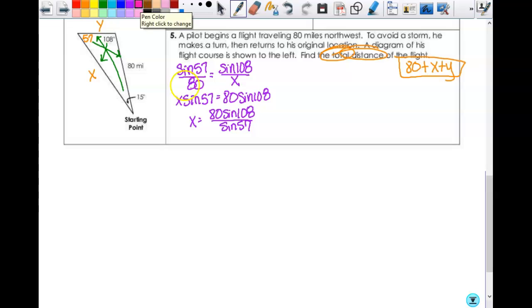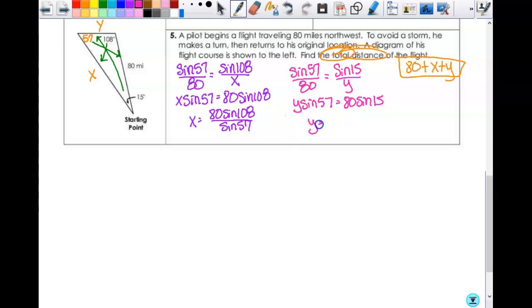So I'm going to start with the same information I had. Even though maybe you typed it in and you have x now, I wouldn't use it to find the next one unless you absolutely have to. I'm going to stick with the sine of 57 over 80 is equal to, so my other angle is 15, so that's the sine of 15 over y. So then that gives me y times the sine of 57 equals 80 times the sine of 15, and then y equals 80 times the sine of 15 over the sine of 57.